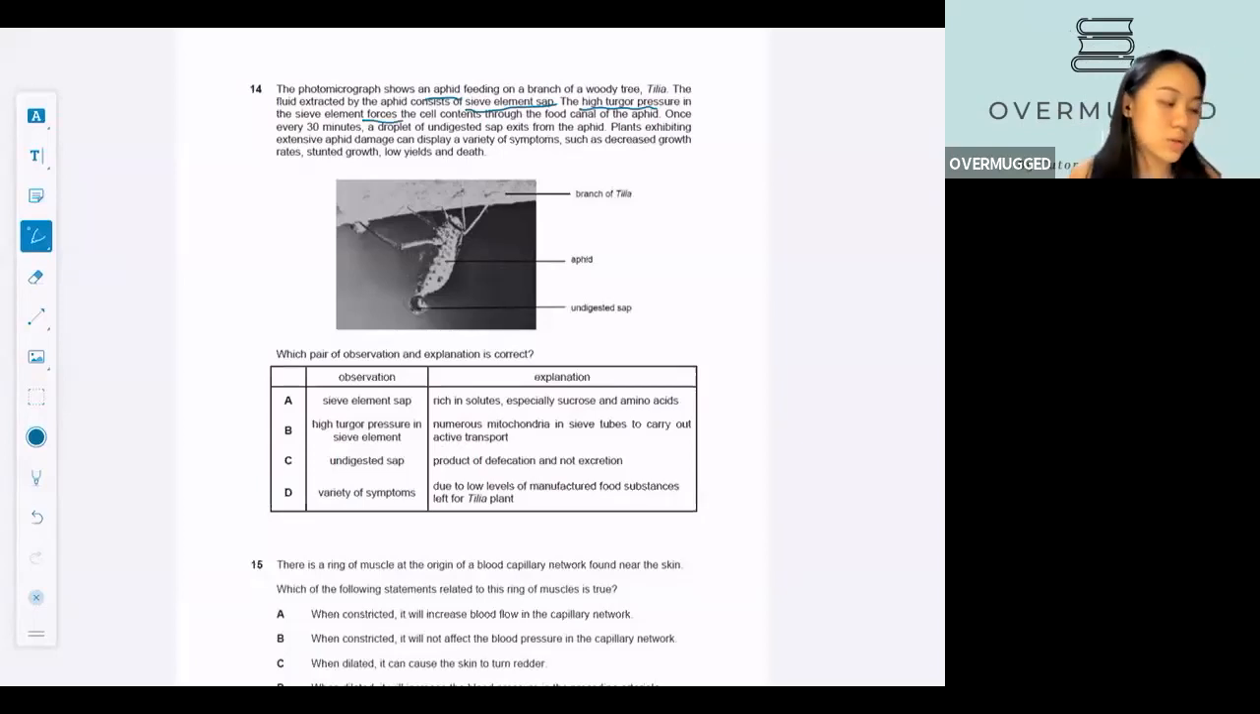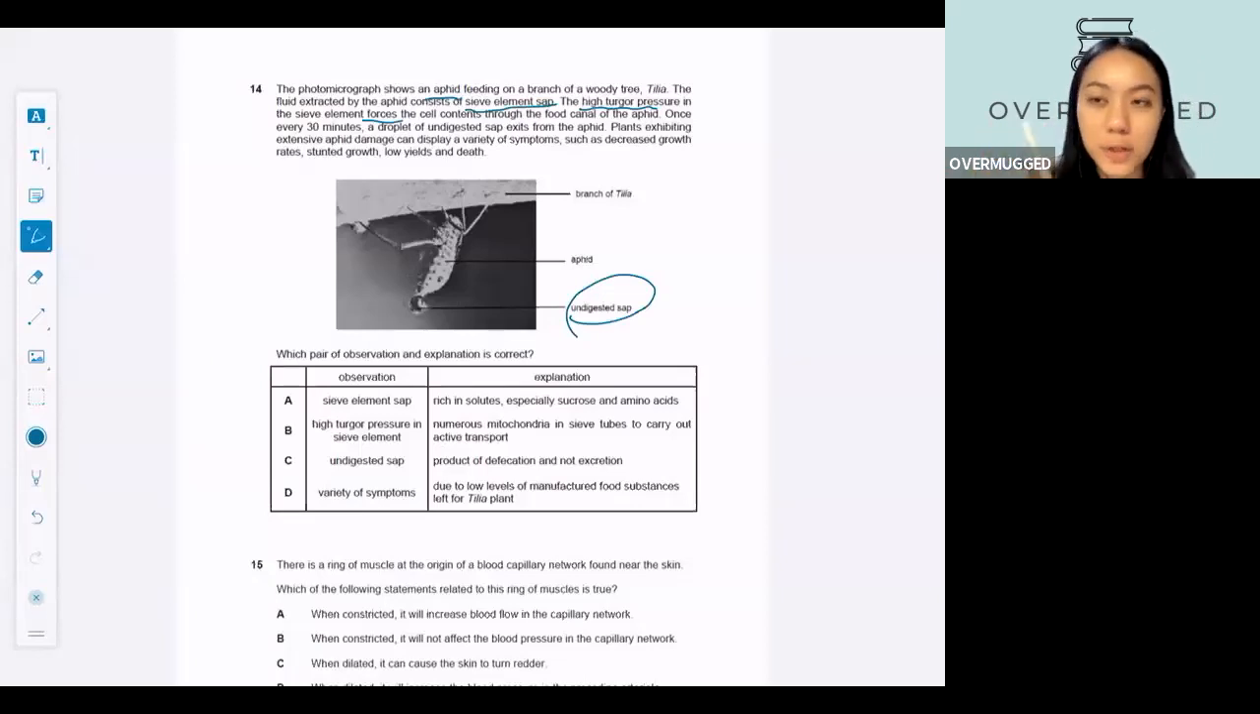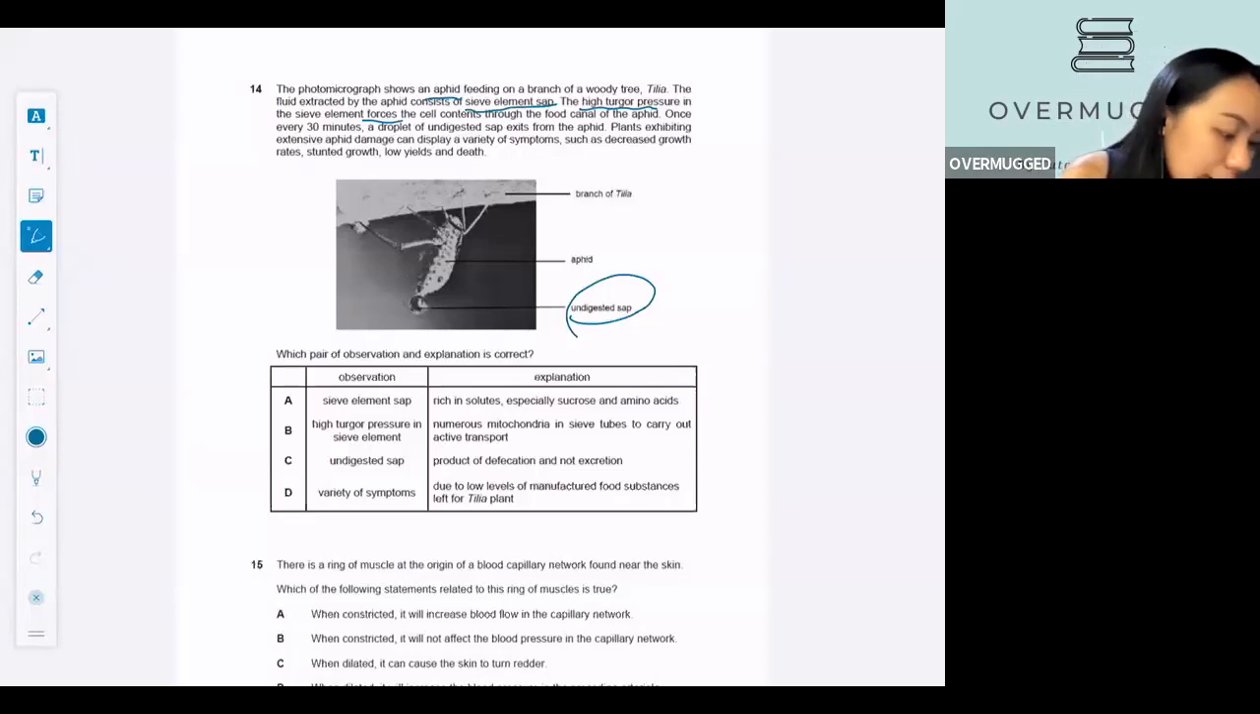Forces the cell content. So once every 30 minutes, a droplet of undigested sap exits the aphid. Plants exhibiting extensive aphid damage can display a variety of symptoms such as decreased growth rate, stunted growth, low yields, and death. Okay. So in this case, they are asking which pair of observation and explanation is correct. We need to establish what exactly is happening here first. We know that the aphid will feed on the phloem, right? You also talk about the sieve element sap. The high turgor pressure forces the cell content through the food canal of the aphid, which means that in this case, C is wrong.